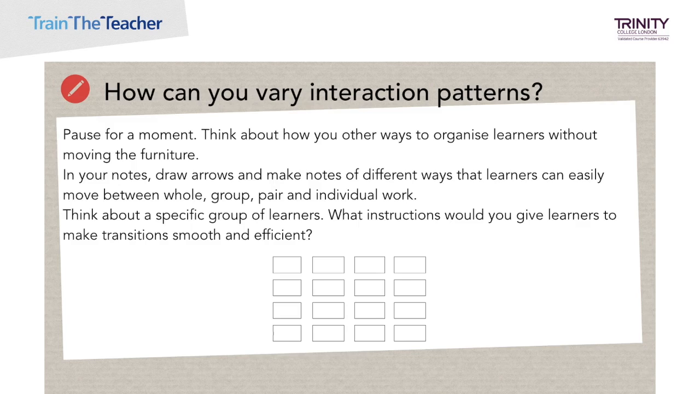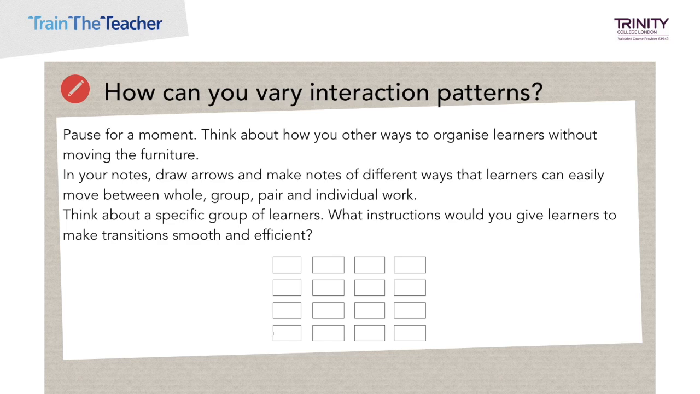Here's your final task. You're going to think about ways that you can organize learners without moving the furniture. We've just seen one example. So pause the video, look at the diagram below, and draw arrows and make notes of the different ways that learners can easily move between whole, group, pair, and individual work.